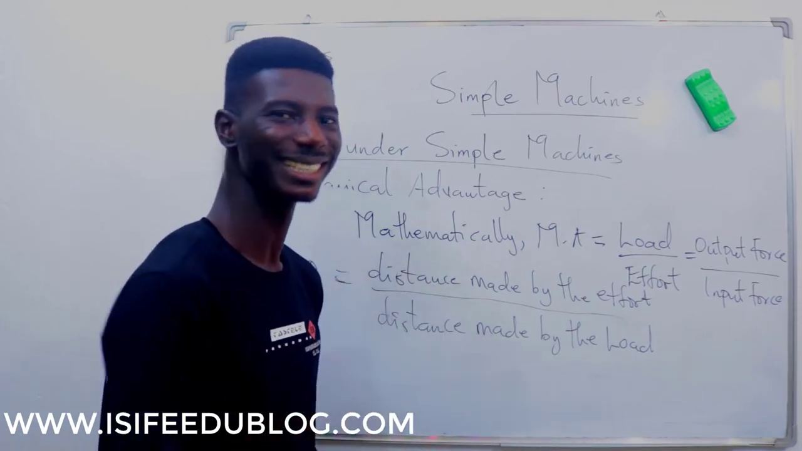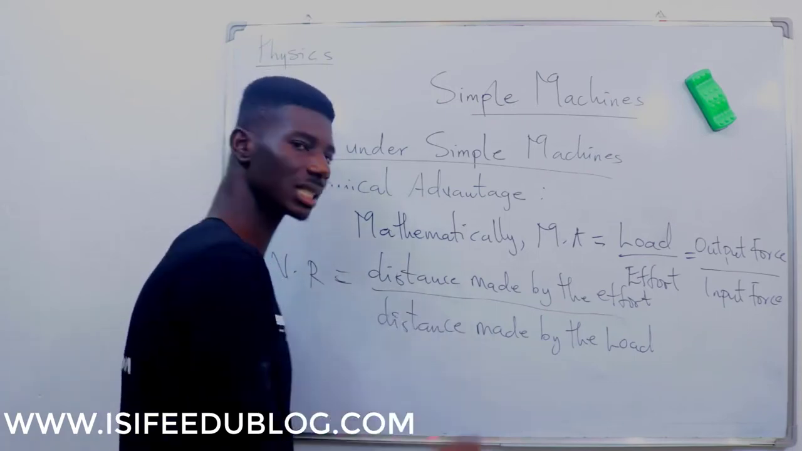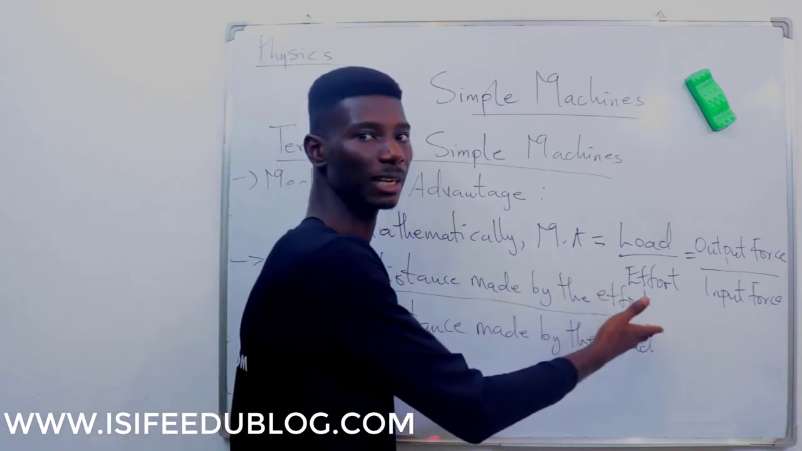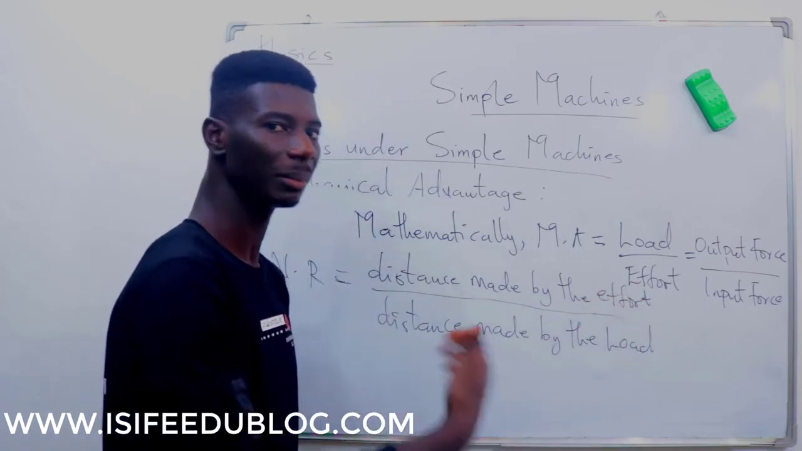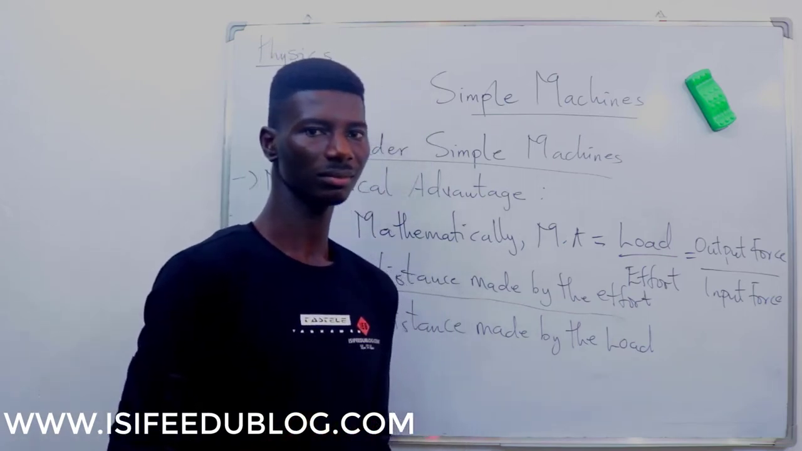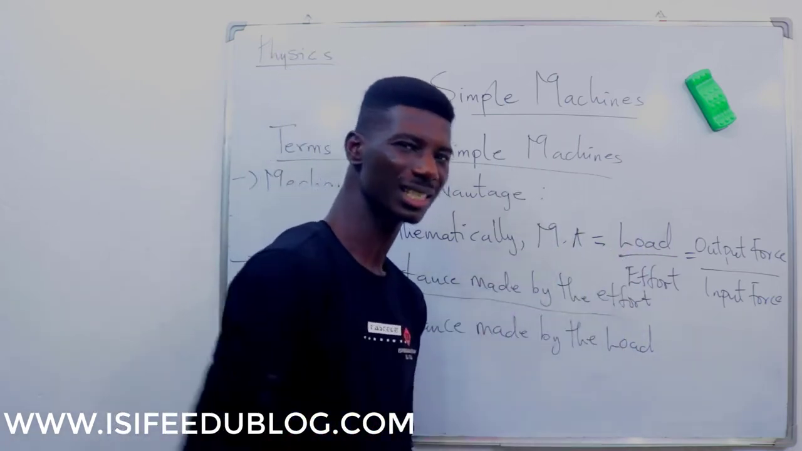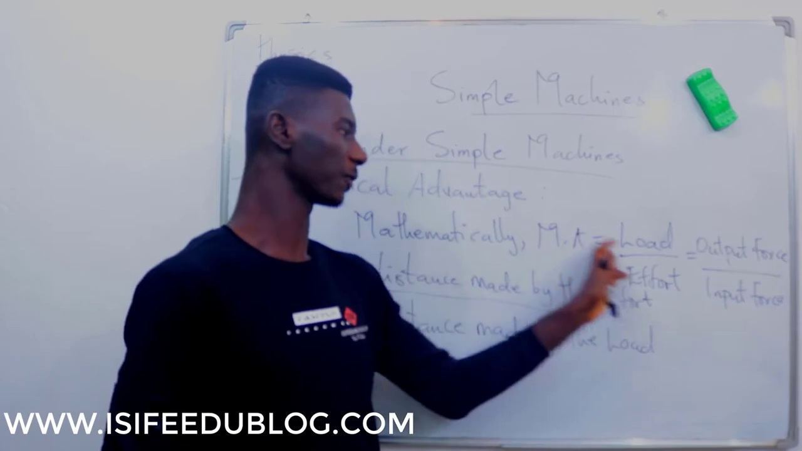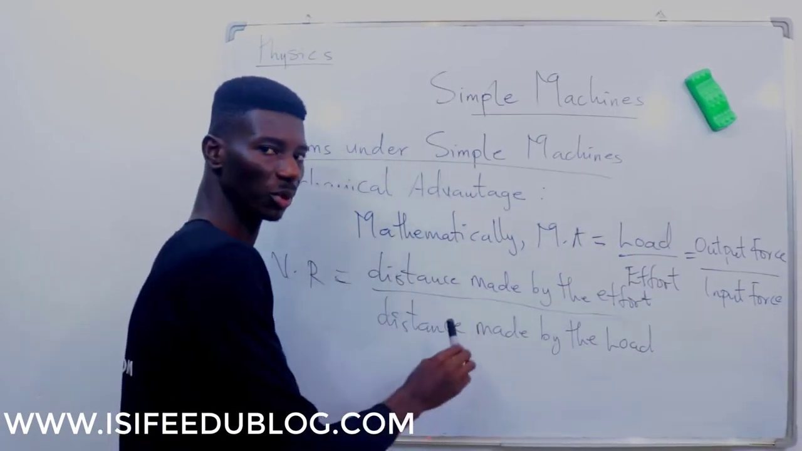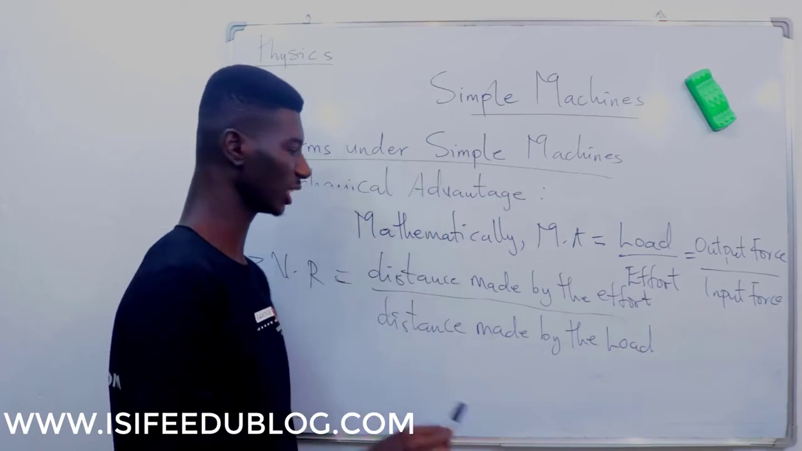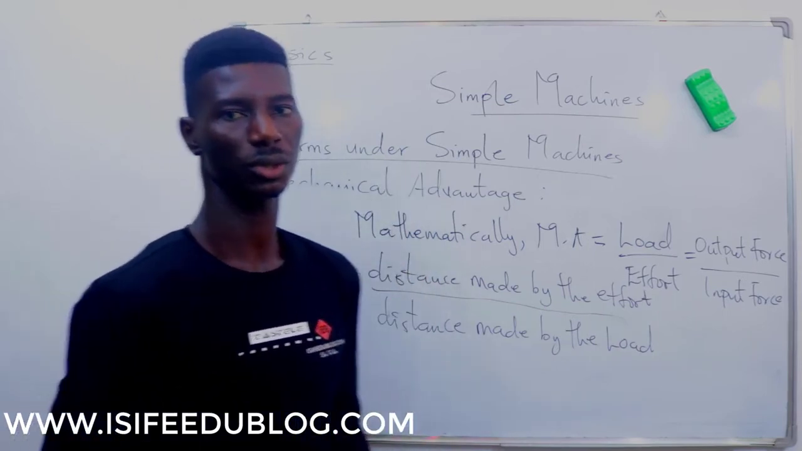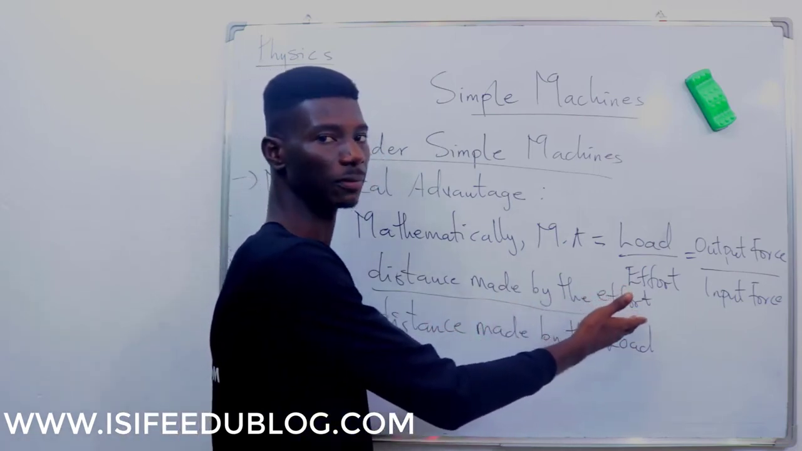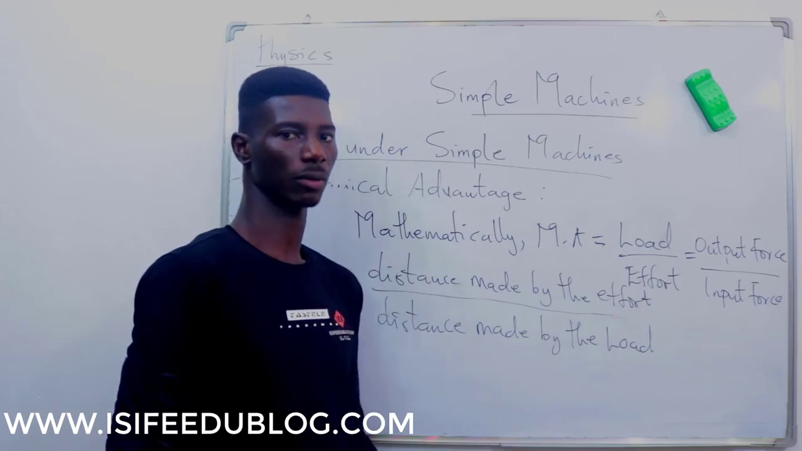It is not fixed. It changes depending on the machine, because the distance a particular machine will cover if you apply an effort to the machine can never be the same, because all machines are not the same. But the load can always be the same. You can apply a 20 Newton load to a particular machine, the same 20 Newton load to another machine. So this is fixed, but this is not. So each time you are treating each machine, you must have a different velocity ratio concerning that machine, because the distance covered by an effort can never be the same in any type of machine.